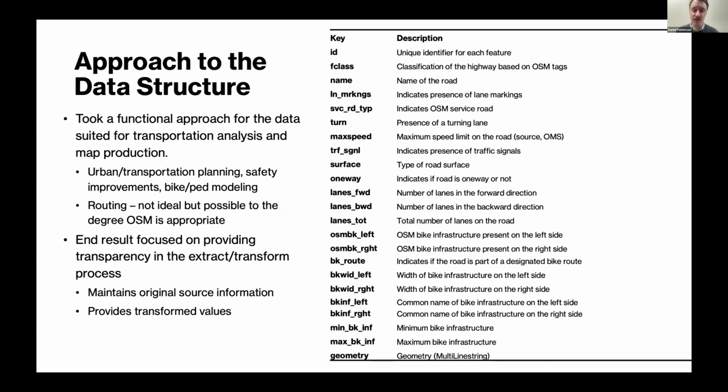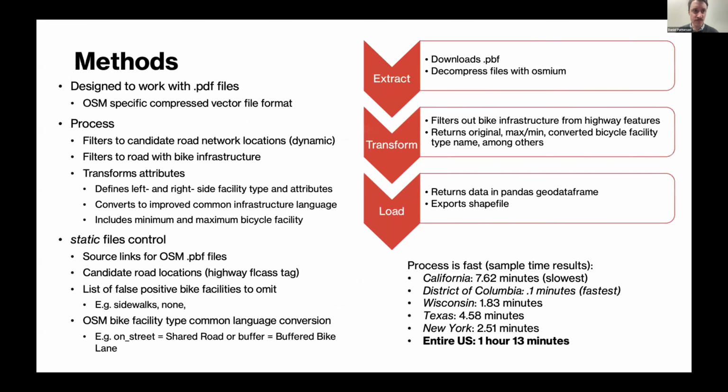And there's some other elements on here that I think are valuable, like the number of lanes, the surface type, whether or not there's a traffic signal, the max speed, whether or not there's a turning lane. These are things that have been helpful within the realm of transportation planning and safety. They can be determinants of the level of risk, for example, the stress that a bicyclist might experience. So that's all kept in there as well for that functional approach.